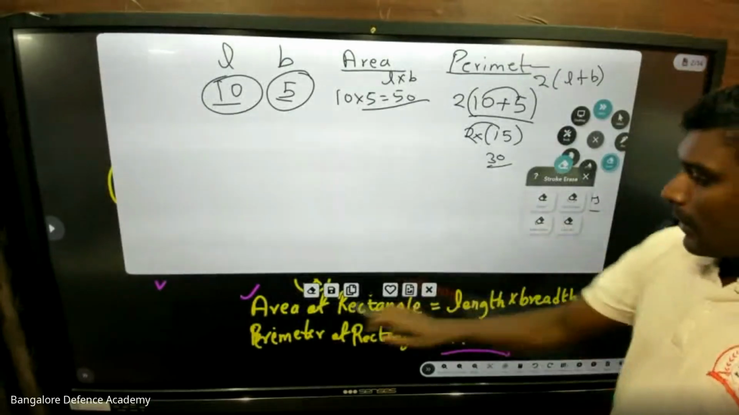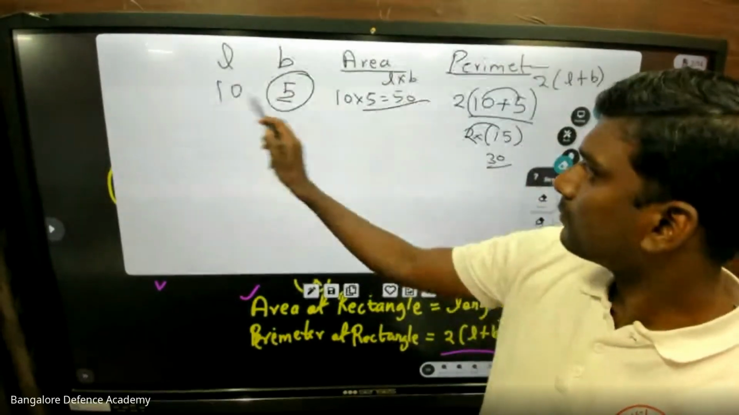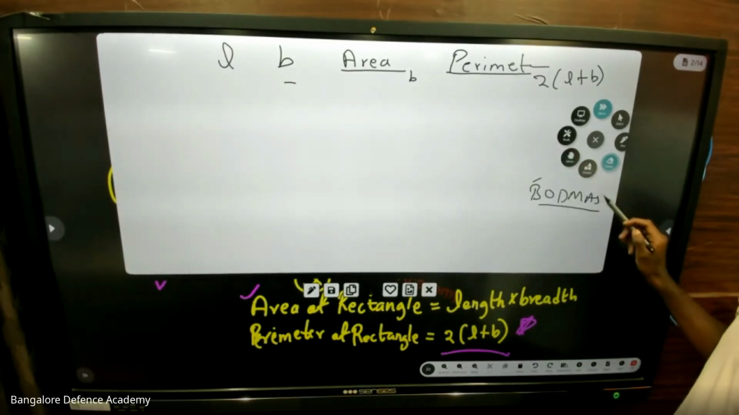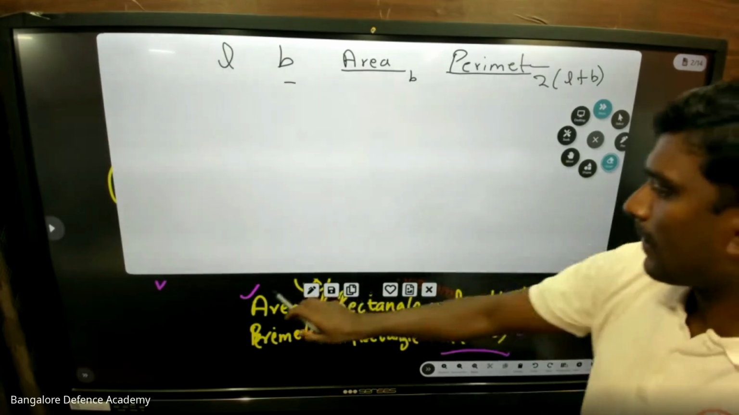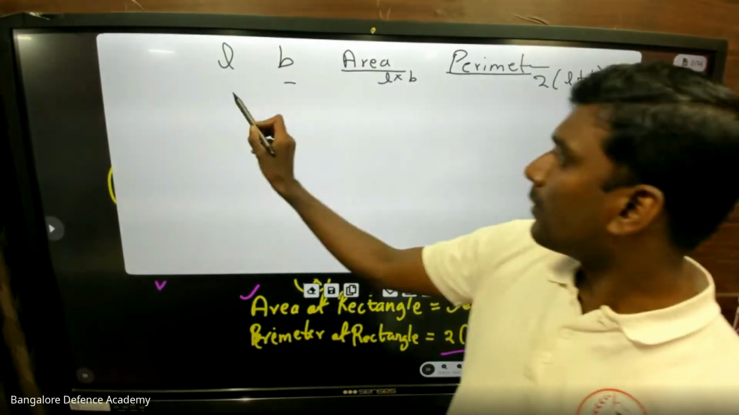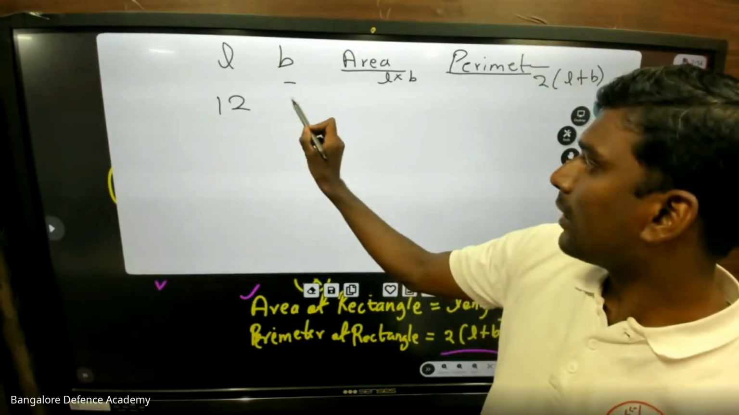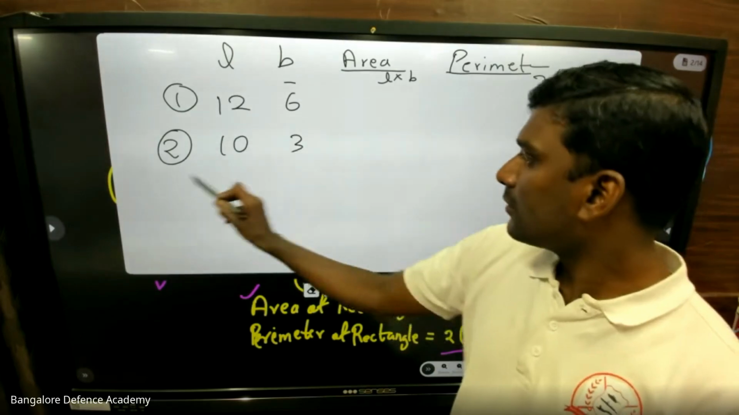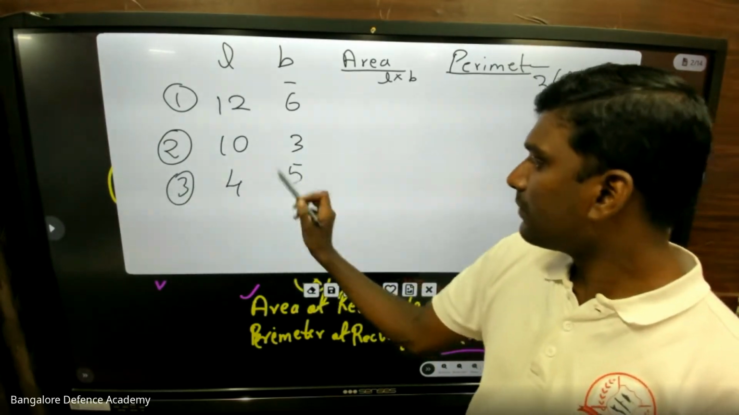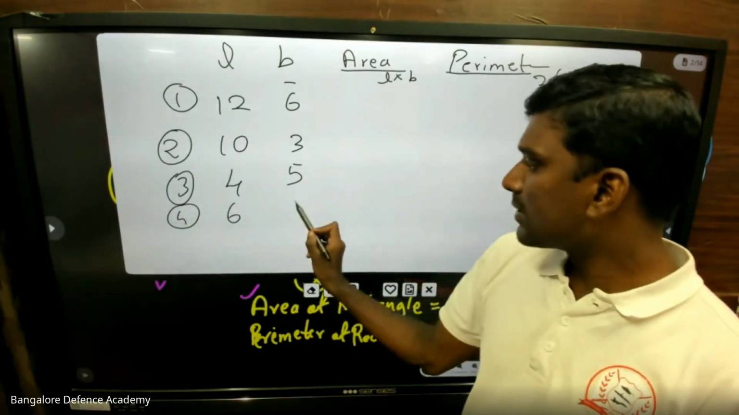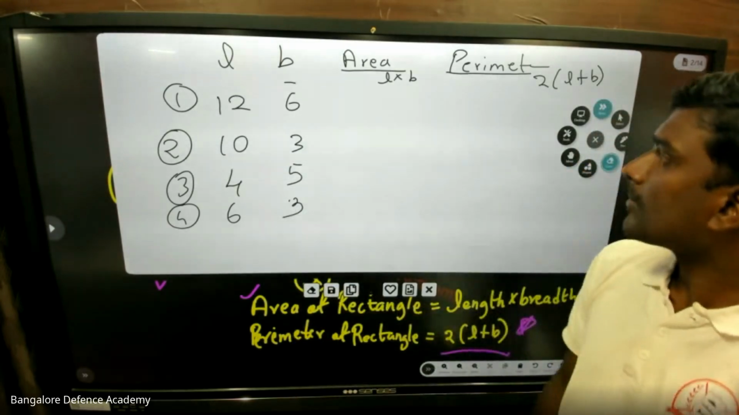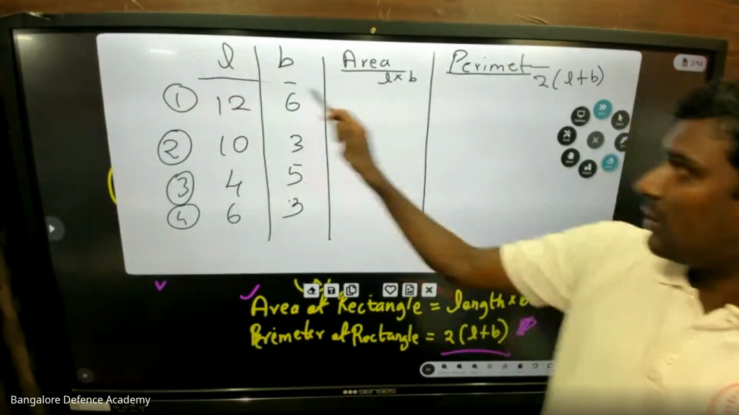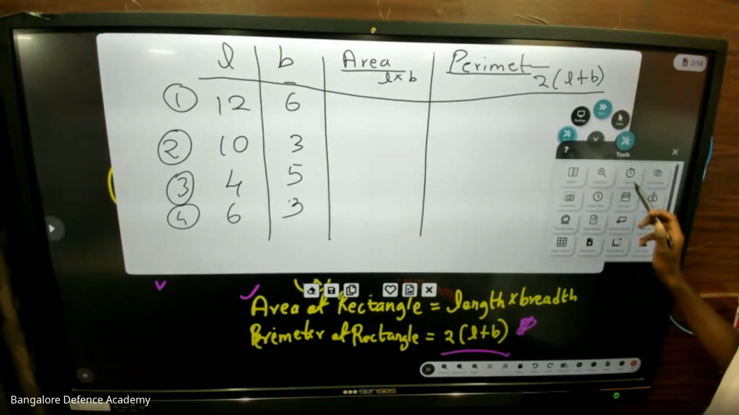Ready? Okay, take down. Ready, boys? Draw a tabular column like this. Now 12 and 6, length is 12. Question number 1. Question number 2, 10 and 3. Question number 3, 4 and 5. Question number 4, 6 and 3. I want the area and I want the perimeter. Write down the formulas and start doing it. Your time starts now.